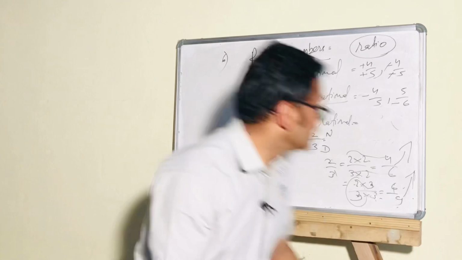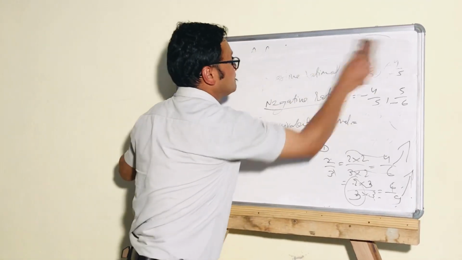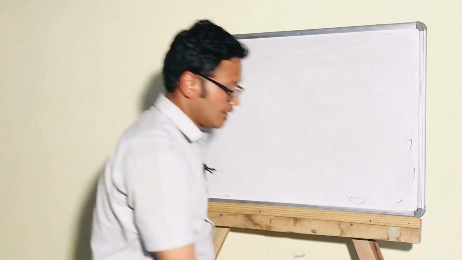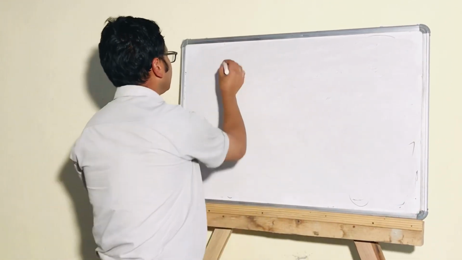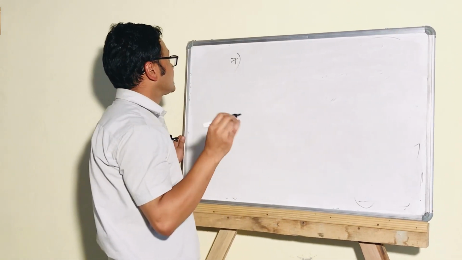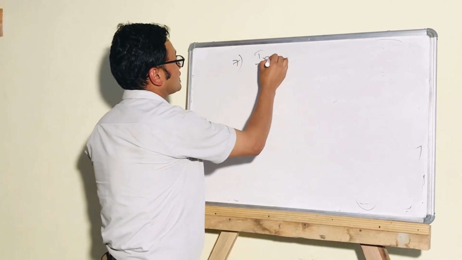Now we'll move to the next, number 7. We have finished integers, we have finished rational numbers. Now irrational numbers.